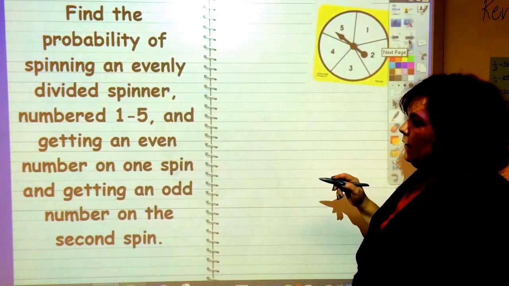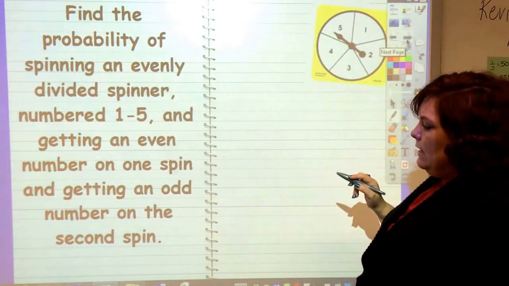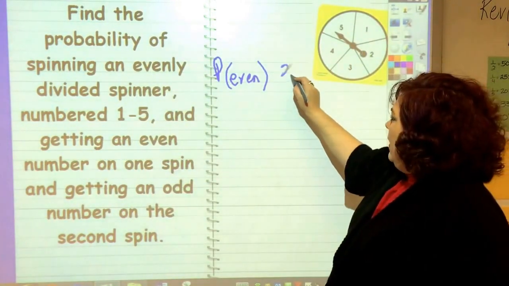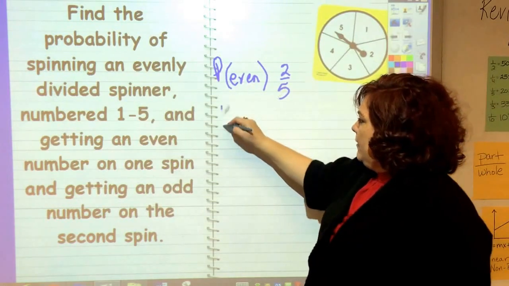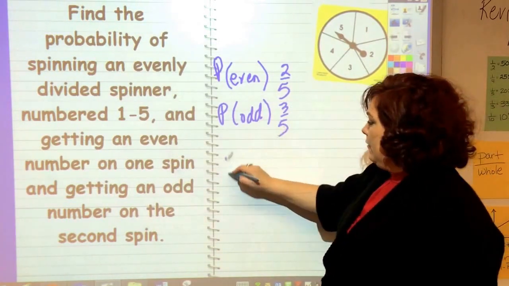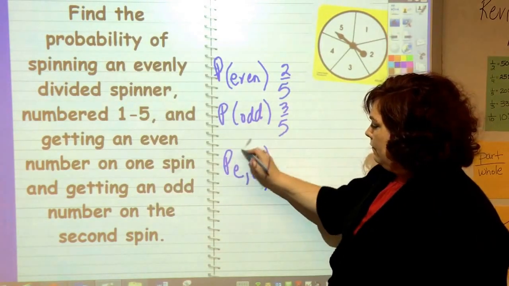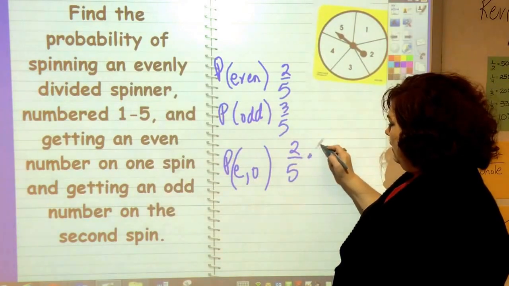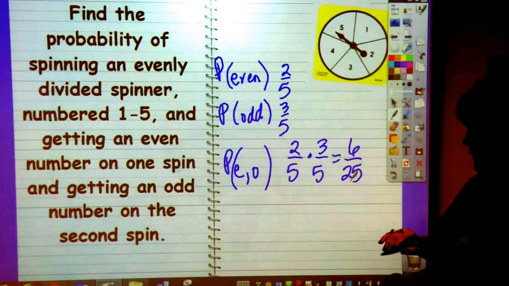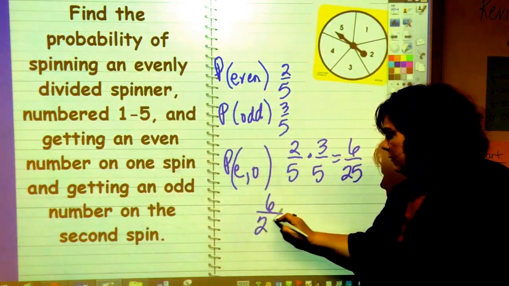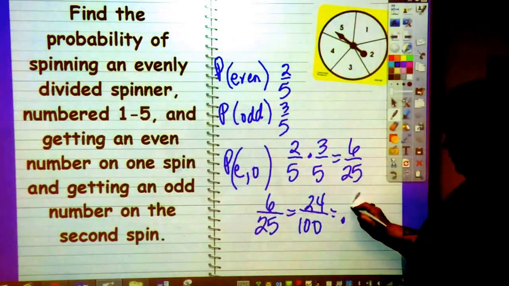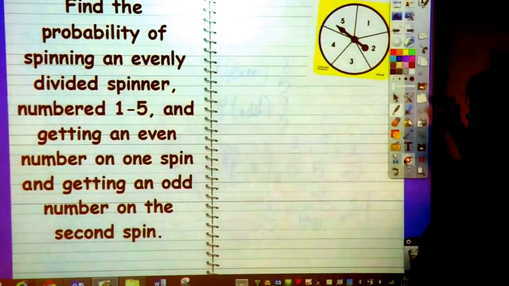Find the probability of spinning an evenly divided spinner numbered 1 through 5 and getting an even number on the first spin. So the probability of even, and that's 2 and 4, is 2 out of 5. And then getting an odd on the second spinner. So the probability of an odd is 3 out of 5. Now that's not one whole because I'm going to multiply them together. So the probability of even, then odd, is 2/5 times 3/5, which equals 6/25. And that can't be simplified. If I did want to turn it into a decimal, 6/25 goes to 100 by multiplying by 4 top and bottom, so 24 hundredths.